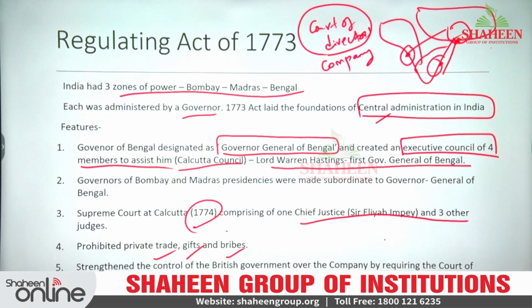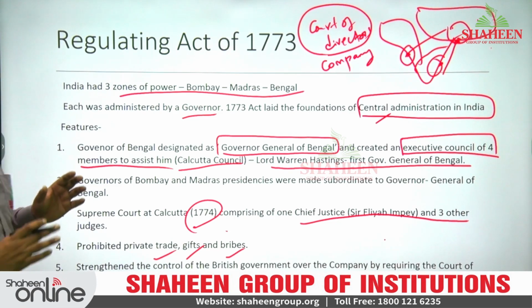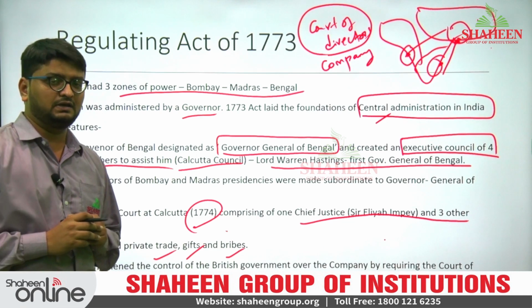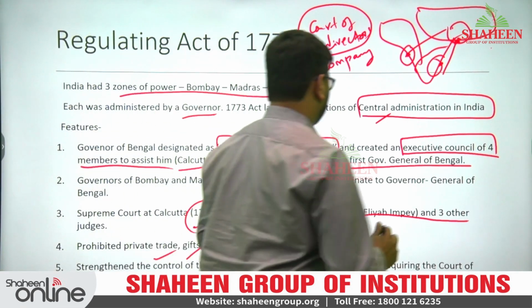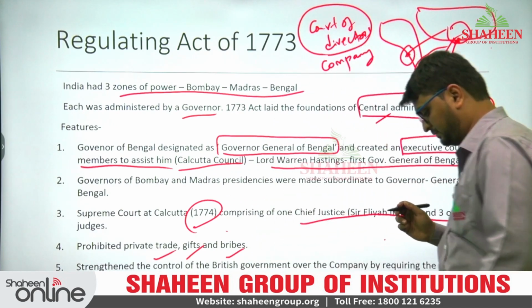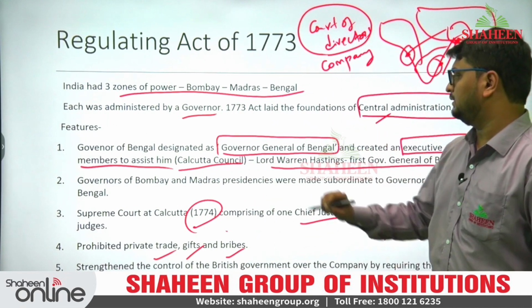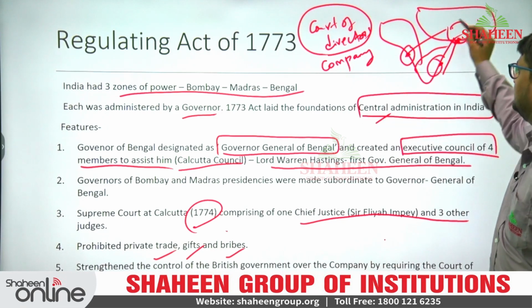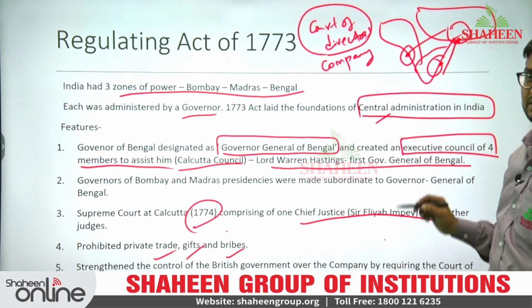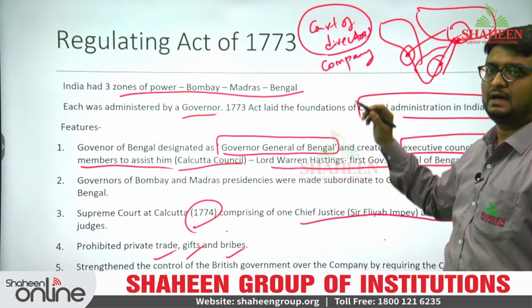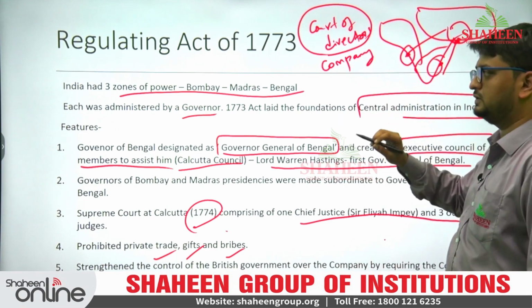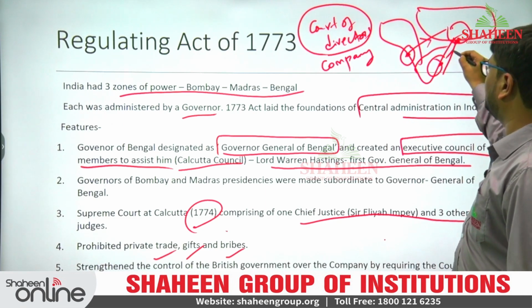Okay, so the Regulating Act of 1773 is the first step of centralization in India. We need to mark it down: it is the first step of centralization. Then you can see that the Governor of Bengal has been made Governor General of Bengal. Now he is very powerful. The other two governors have been made subordinate to him. So this is purely the starting of centralization.